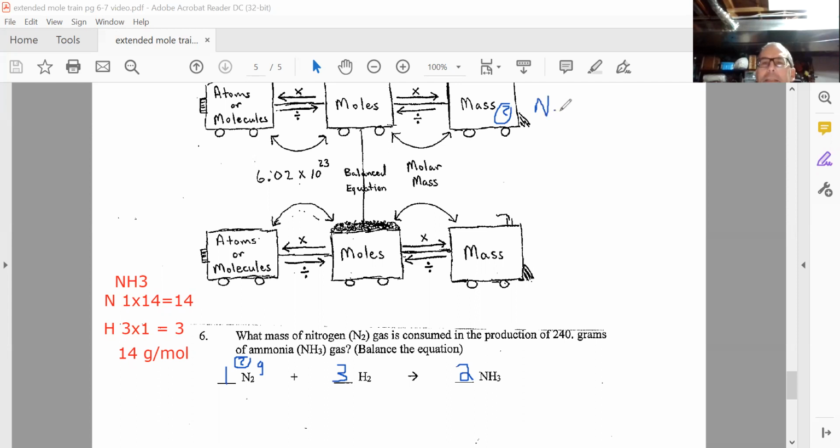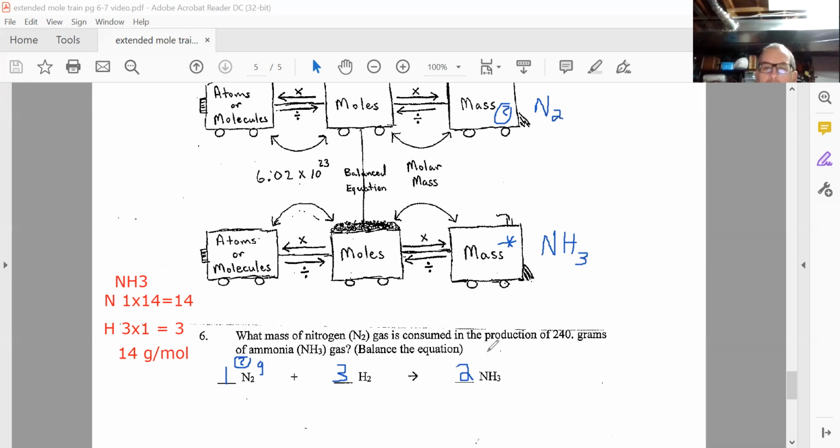So that's our destination. Now, the other thing, I got to know where we're at. It looks like we have 240 grams of ammonia. So this is going to be our starting point. And ammonia is NH3, so I'll call this NH3 right here. And that's our starting point. So first thing, we balance the equation. And then we figure out what we know.